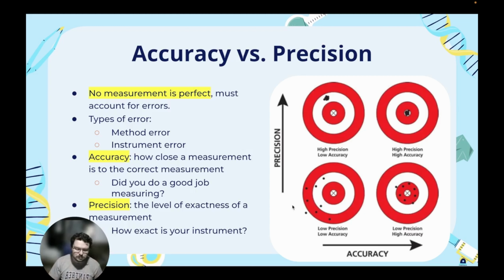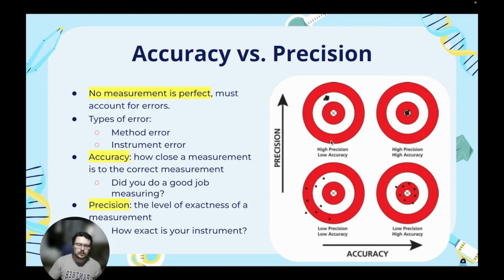Now let's move to the one on the bottom left. This one has low accuracy and low precision. Again, the goal is to hit the bullseye in the middle. None of my shots are around the bullseye, and none of them are in the same location. So I have low accuracy and low precision. Nothing hit the target, and I didn't get any good groupings.